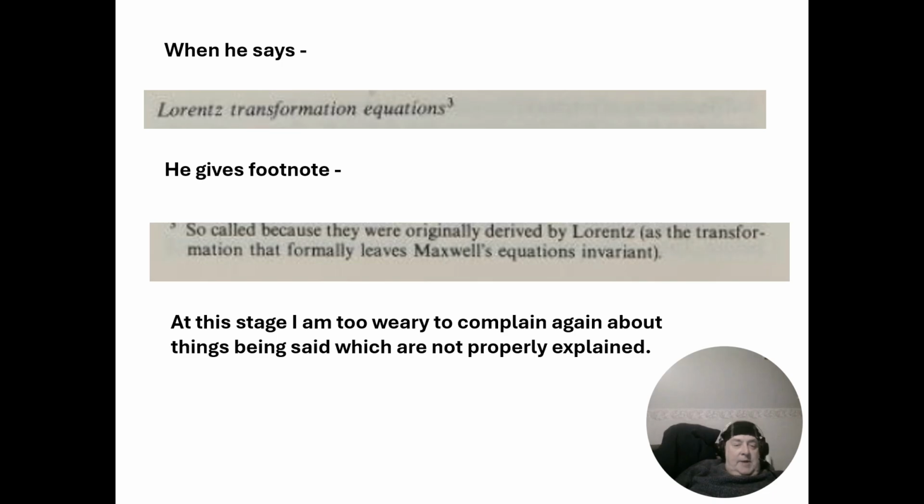So when he says Lorentz transformation equation, he gives a footnote. He says it's so called because they were originally derived by Lorentz as the transformation that normally leaves Maxwell's equations invariant. And at this stage I'm too weary to complain again about things being said which are not properly explained. So this is edition 1 of the book which gets omitted, but edition 2 of the book says something similar and it still leaves things unexplained.